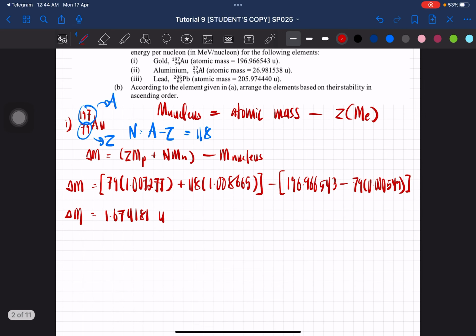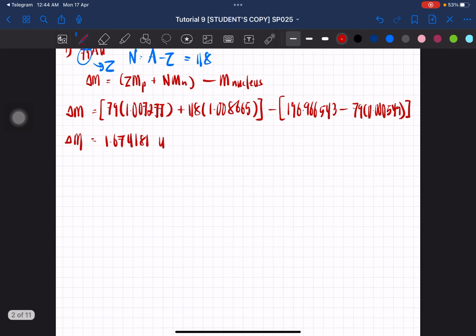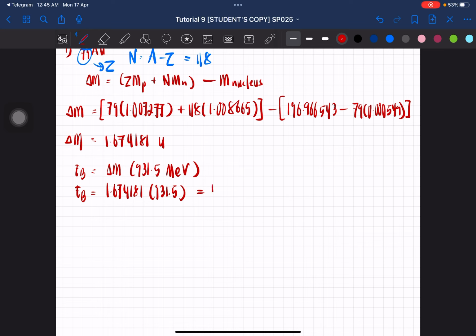Then what do they ask? They ask for binding energy. So we know that they ask for it in mega electron volt and in joule. So first we are gonna do it in mega electron volt. So for the mega electron volt, it is just 931.5 mega electron volt per u. So this is 1.674181 times 931.5. So you will get 1559 mega electron volt. Then for joule, we are gonna use delta M c squared.